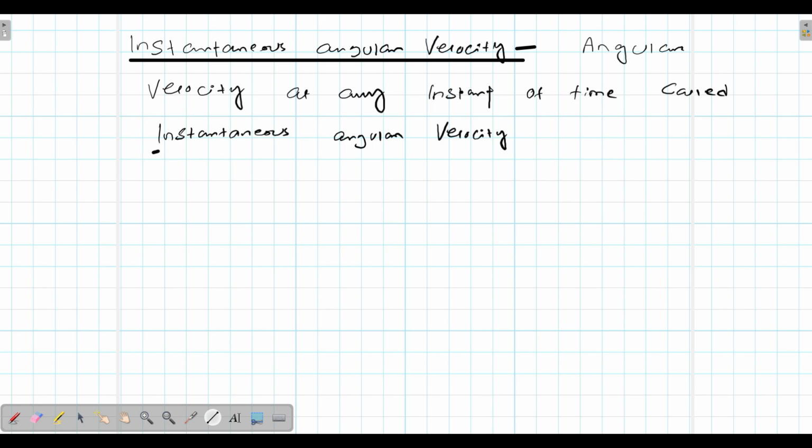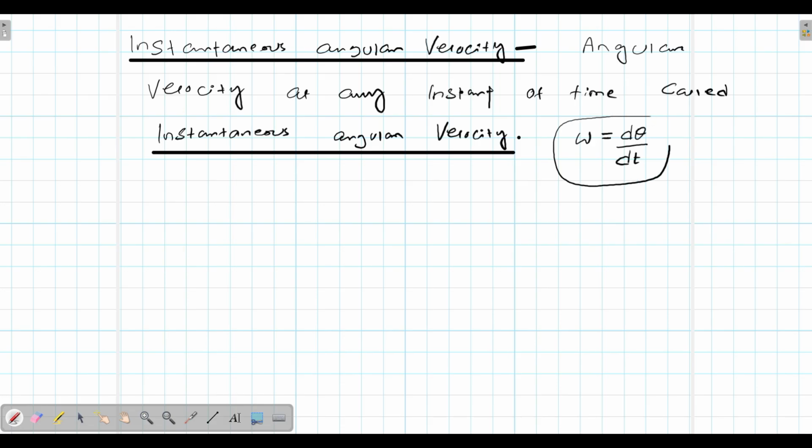Instantaneous angular velocity, omega equals to how much? Omega equals to d theta by dt, that is the instantaneous angular velocity.